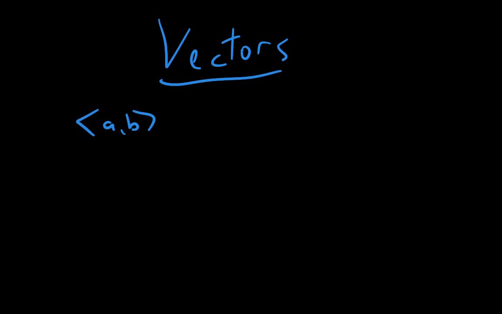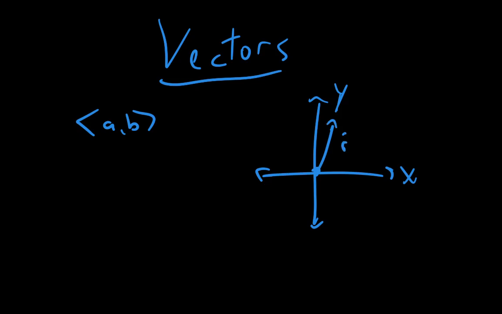So if we draw, let's say we have a two-dimensional vector, we can start at the origin and end at some particular point. We can call that vector r. And this is going to have an angle to the horizontal.